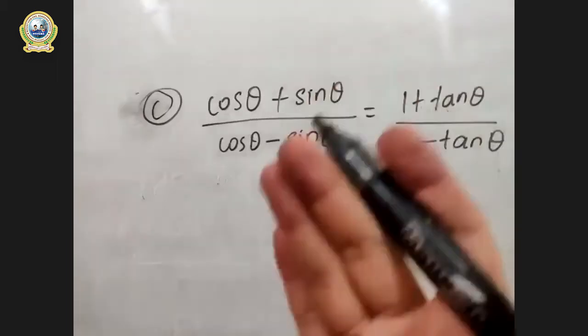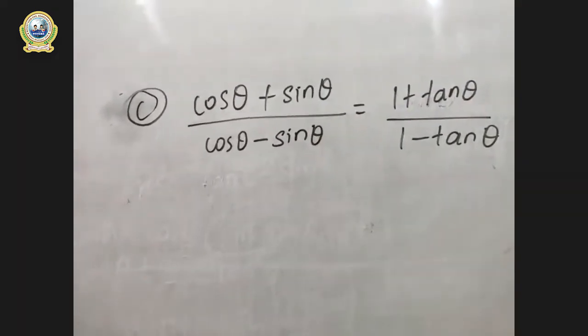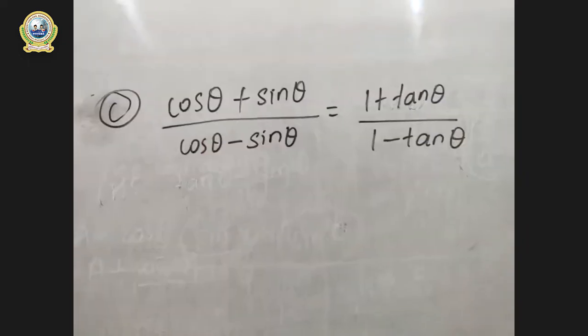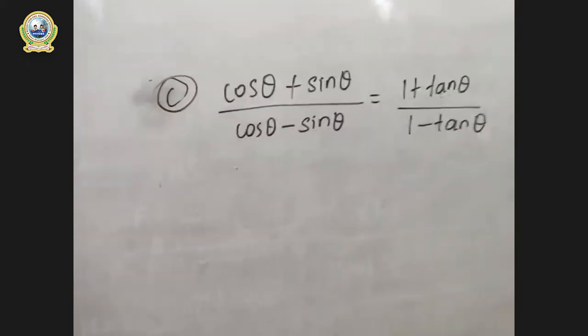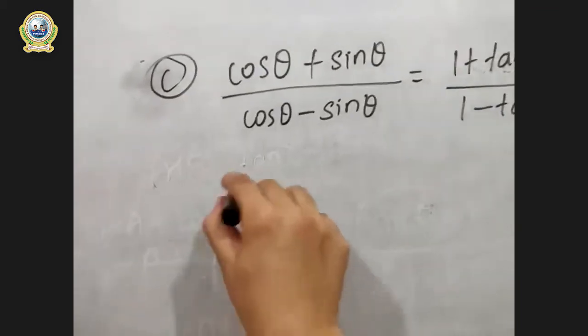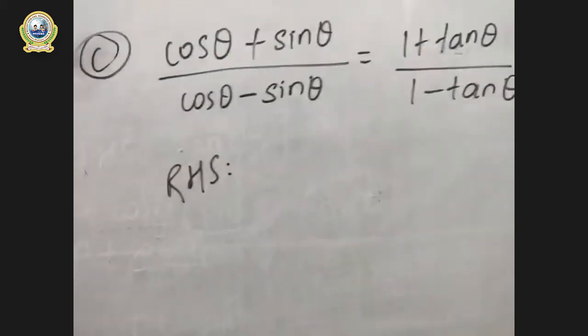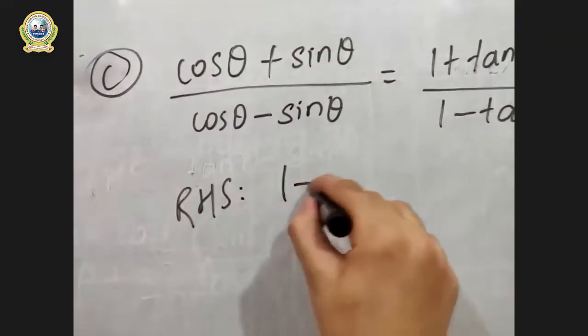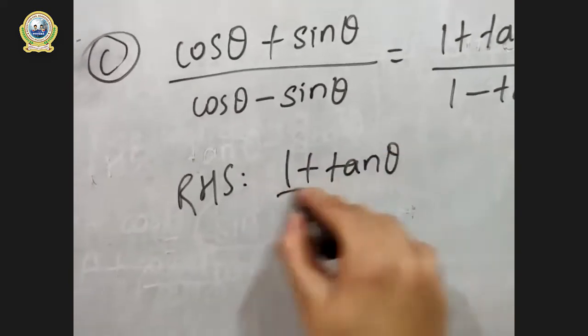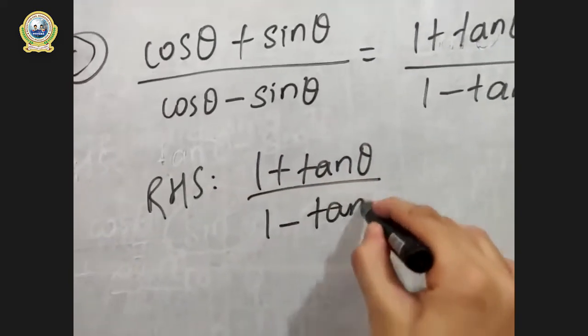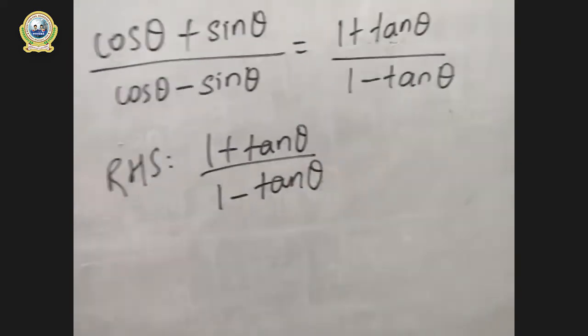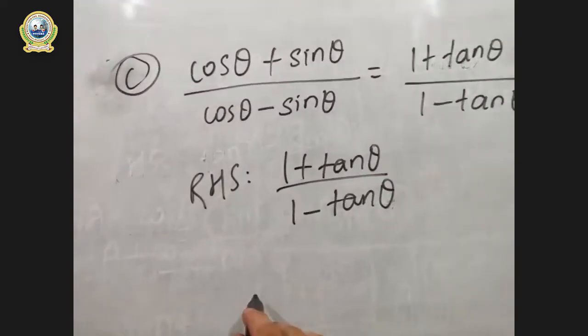But in the left part, there are fewer chances, or there might be harder steps, to convert sine and cos into tan. So let's do it from the right. You can write the right hand side, and the right side shows 1 plus tan theta divided by 1 minus tan theta. Is it clear up to here? It is clear, right? So let's use the formula.